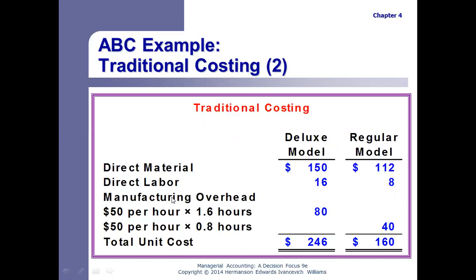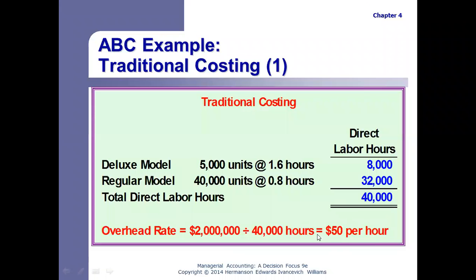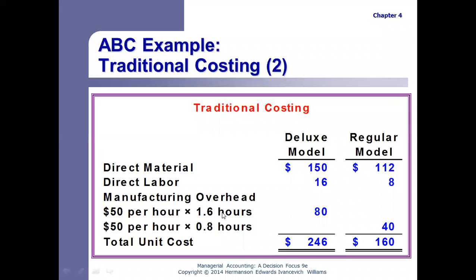Then we have to add manufacturing overhead, and this is where we get the $50 an hour that we calculated earlier, times 1.6 hours it takes to make each deluxe model. It takes 0.8 hours to make each regular model, so you multiply those by that 50 we came up with to get the total cost per unit for the deluxe model and for the regular model. Again, that's the traditional costing method.